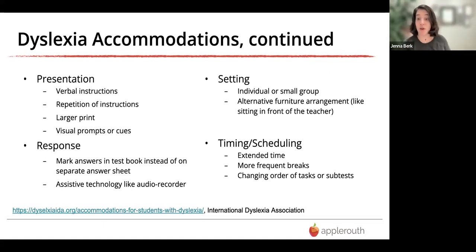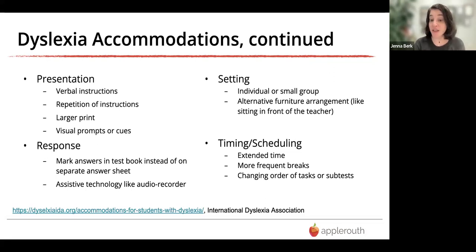For setting, you can also ask for a smaller group, an individual room, especially with testing. It can be really helpful if you're just in a room by yourself with the proctor, there's nobody else to distract you. You can just sort of take care of business without having to worry about anybody else tapping their pencil and all of a sudden your brain's off somewhere else. Like I talked about before, sitting in front of the teacher or another alternative furniture arrangement can also be really helpful.